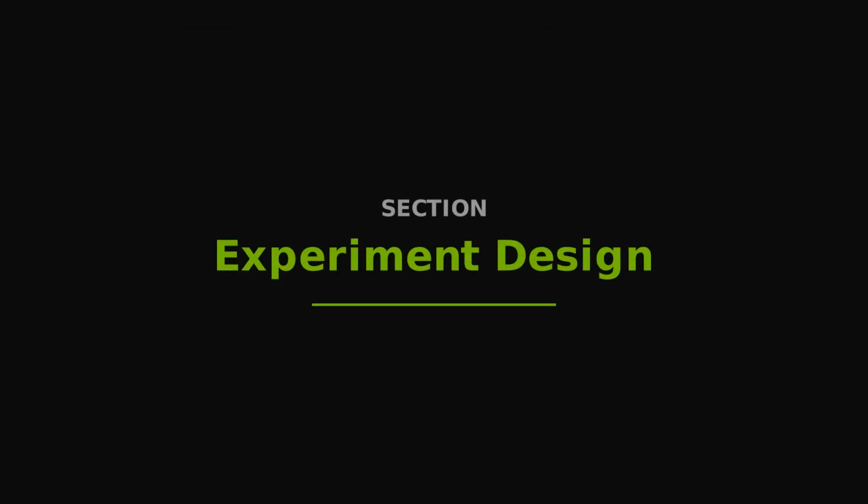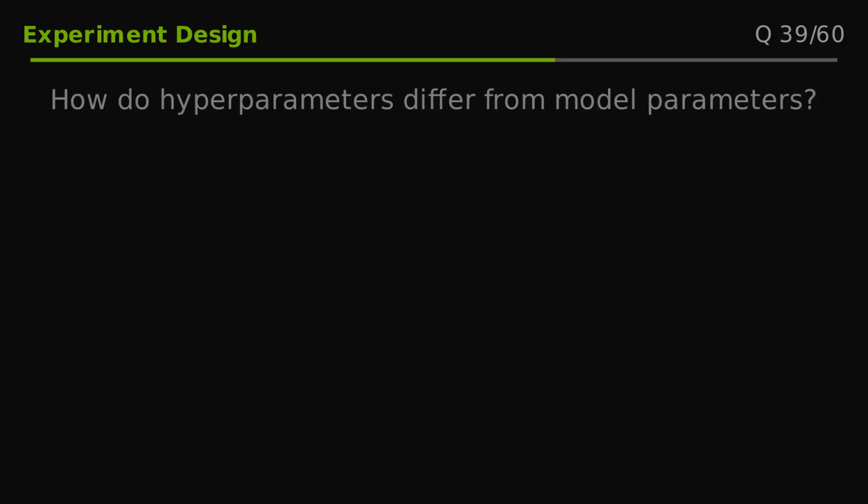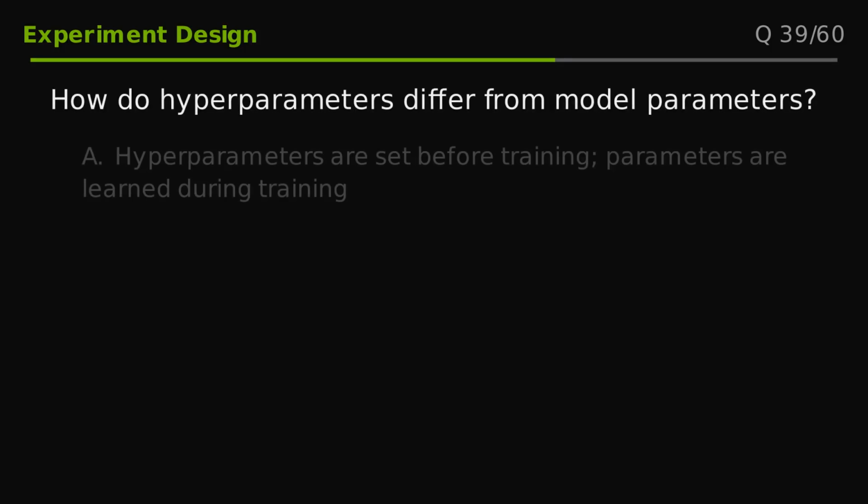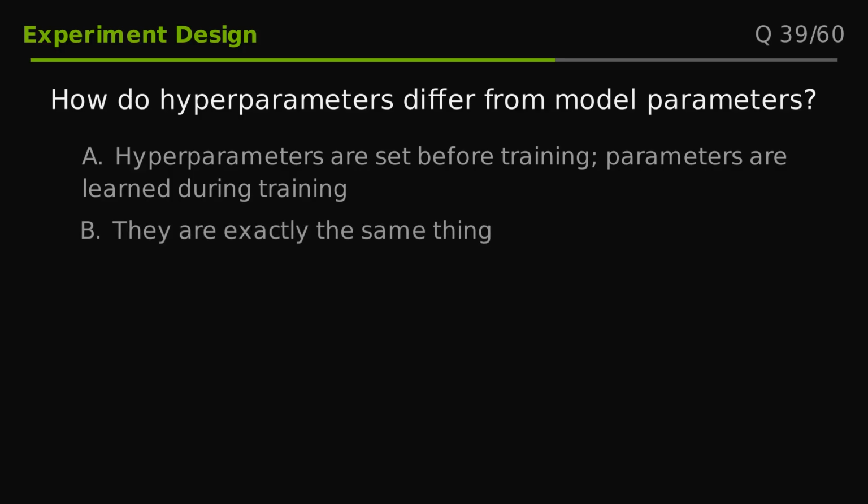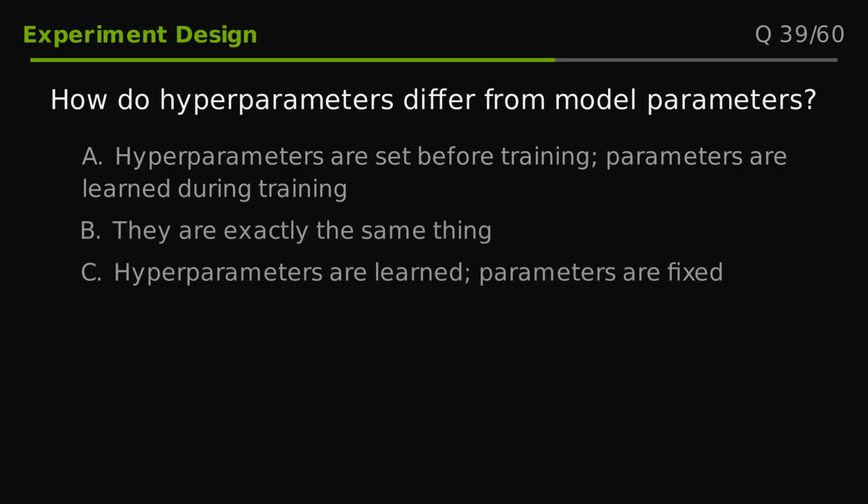Next section. Experiment design. Question 39. How do hyperparameters differ from model parameters? Option A. Hyperparameters are set before training. Parameters are learned during training. Option B. They are exactly the same thing. Option C. Hyperparameters are learned. Parameters are fixed. Option D. Neither affects the model.